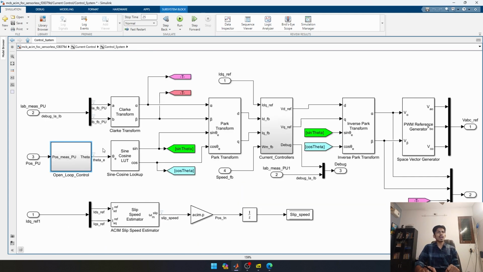This theta is used by this Park transform block, which will get the theta and compute sin theta and cos theta by using a lookup table, which is a bunch of values. Sin of theta, all the values have been stored in a predefined table. It will just look up that value, and it will transform our alpha beta values to the DQO frame. So that's all.